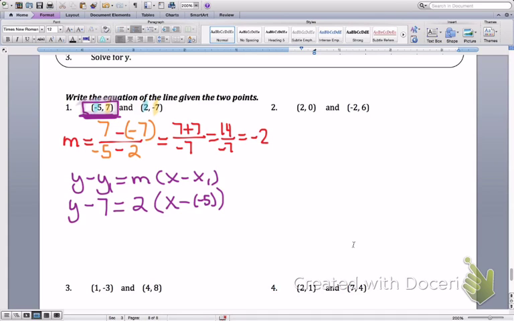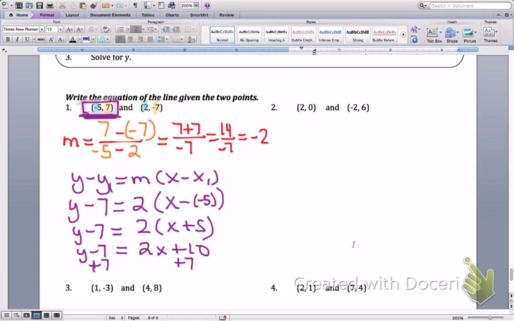We're just going to have to simplify this and get y by itself. So it's y minus 7 equals -2 times x plus 5. I'm going to use the distributive property, -2x minus 10. And then I'm going to move the 7 to the right side. It combines with the 10. And my equation is y equals -2x minus 3. And I have the equation that connects these 2 points.